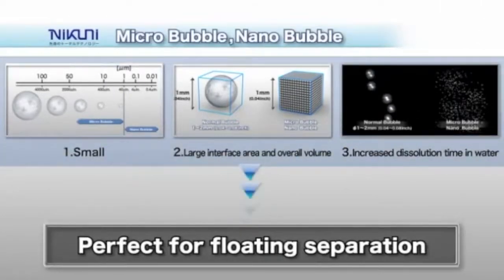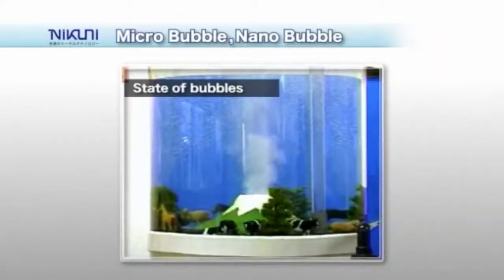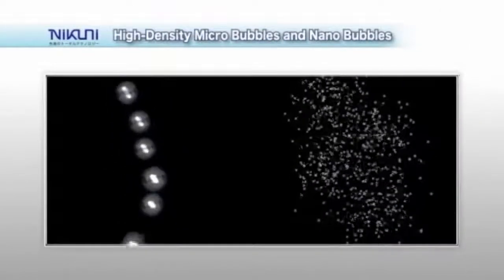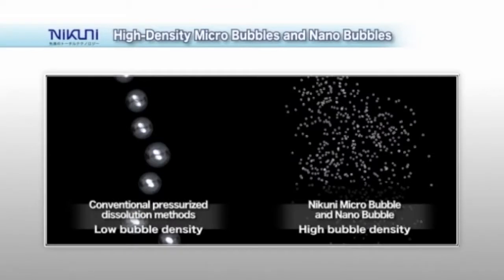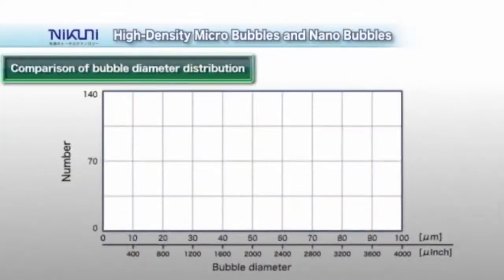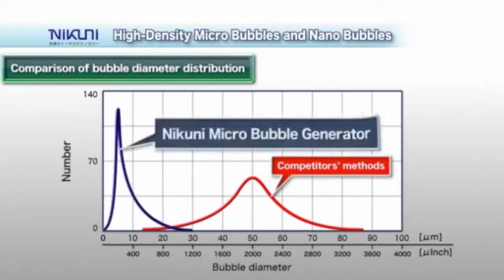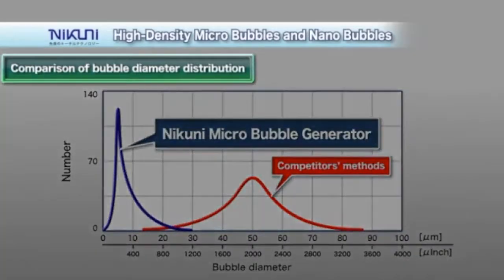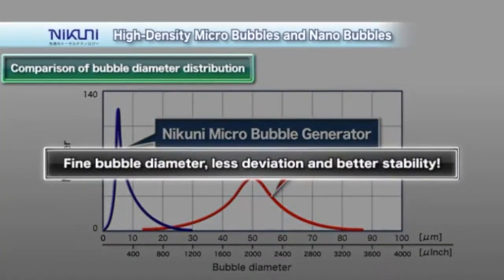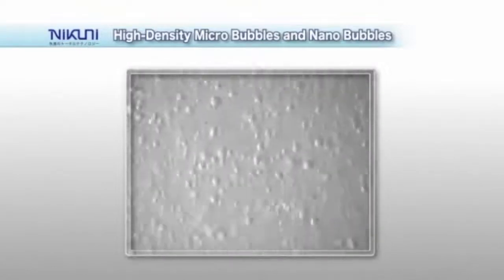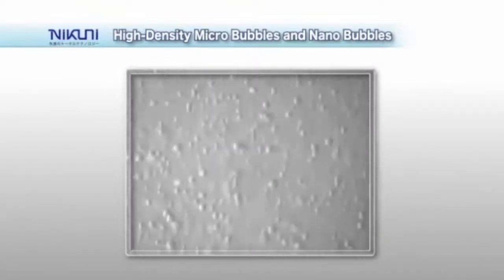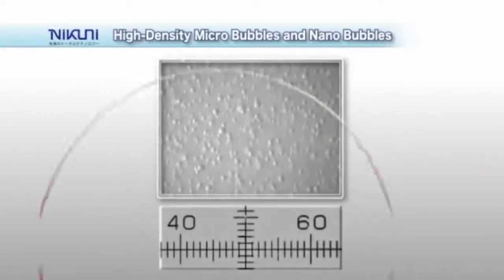Micro-nano bubbles generated in water appear like white smoke, as shown here. Compared with the air bubbles generated by conventional pressurized dissolution methods, Nikuni micro-nano bubbles form a high-density cloud of fine air bubbles. Nikuni micro-nano bubbles have a mean diameter of approximately 5 microns with little deviation. The tiny micro-nano bubbles adhere to fine, suspended matter in the water and bring them to the surface, allowing for improved cleaning performance.